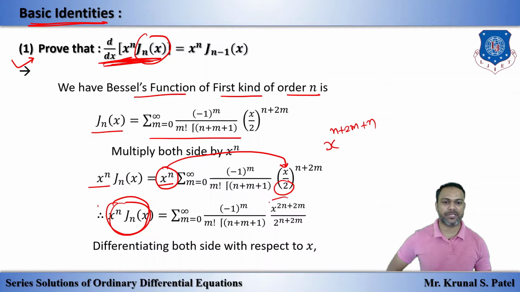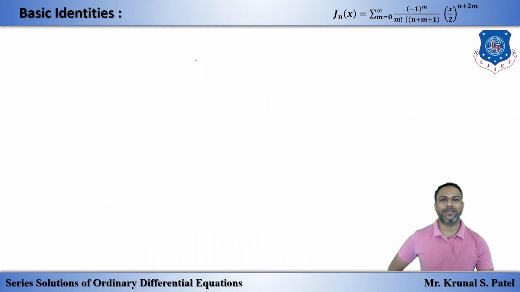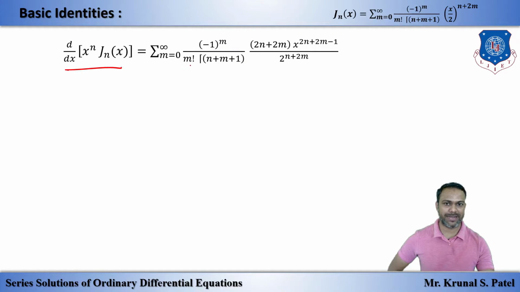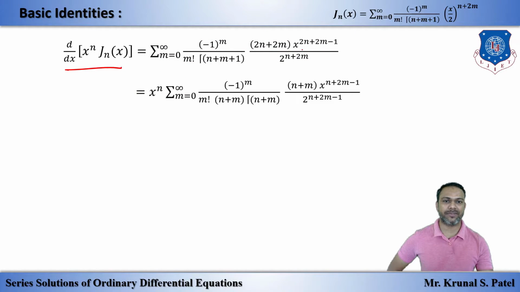On the right hand side we will differentiate with respect to x only this term, because all other terms are constant. So the power goes forward and one power minus. Now we'll simplify. We can take x raised to n outside, so we have the remaining term as it is, and we can use the formula gamma n plus m plus 1 equals gamma n plus 1 times gamma n plus 1. We have this formula also, gamma n plus 1 is equal to n gamma n.